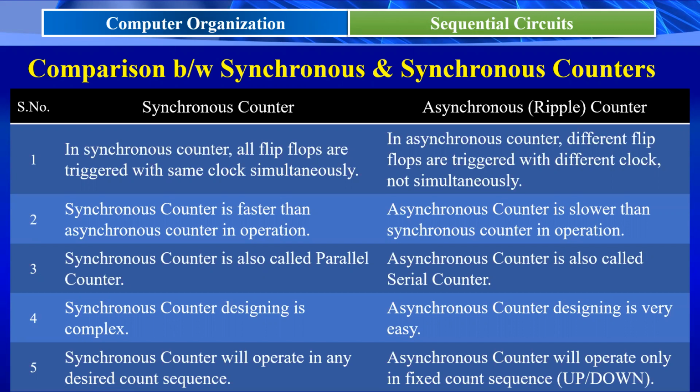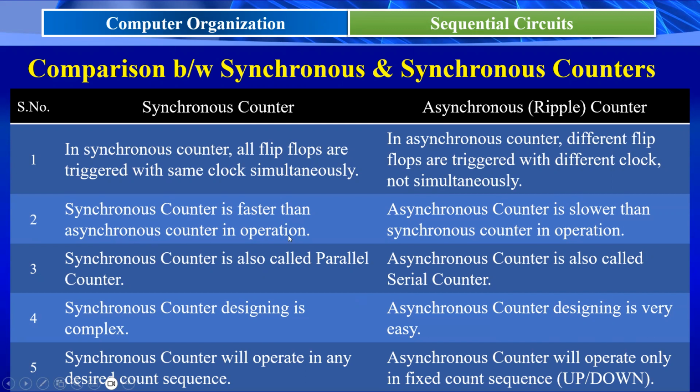But in the asynchronous case, it is not the same. The clock pulse is applied only to the first flip-flop. That means all the flip-flops may not be triggered or activated simultaneously. Coming to the second point: once the flip-flops in the counter are triggered simultaneously by the same clock, the counter speed is faster. So a synchronous counter is faster than an asynchronous counter.